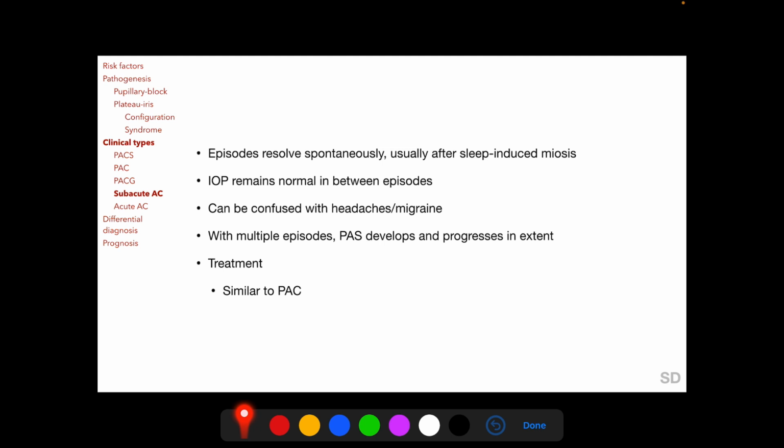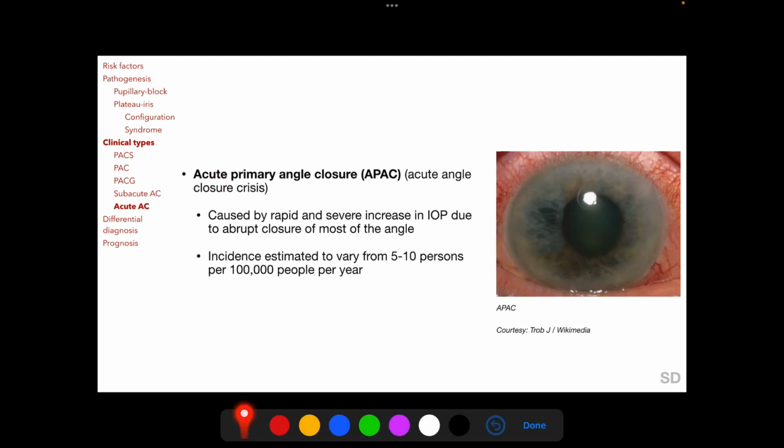Acute primary angle closure or APAC is caused by rapid and severe increase in intraocular pressure due to abrupt closure of most of the angle, and incidence of APAC has been estimated to vary from 5 to 10 per 100,000 people per year. And if we compare this with the prevalence of asymptomatic primary angle closure, approximately 1 in 1,000 individuals with asymptomatic primary angle closure develop acute primary angle closure attacks per year.